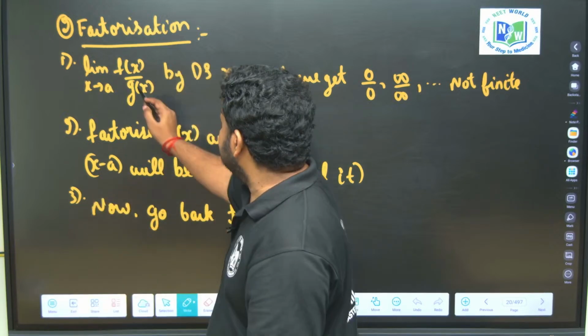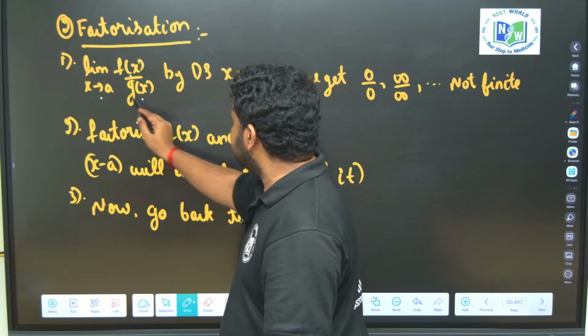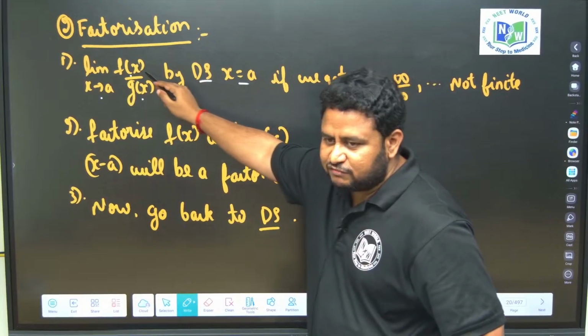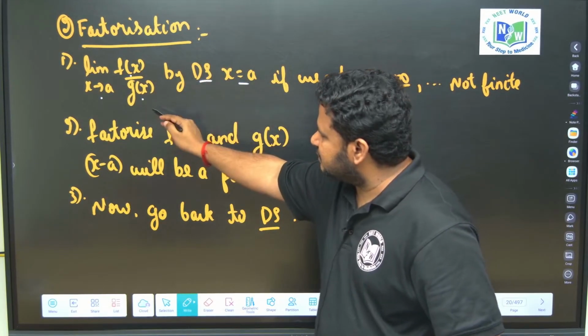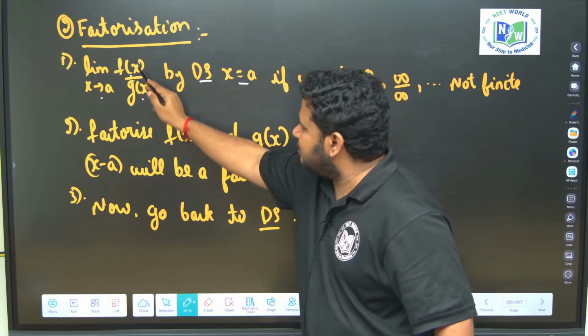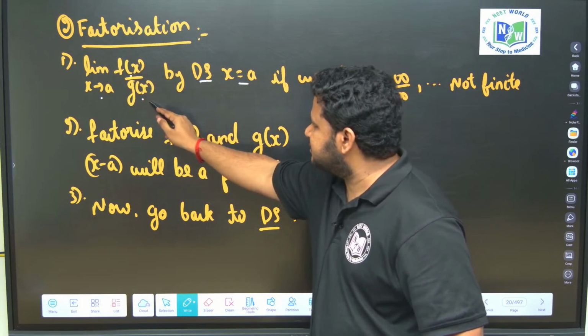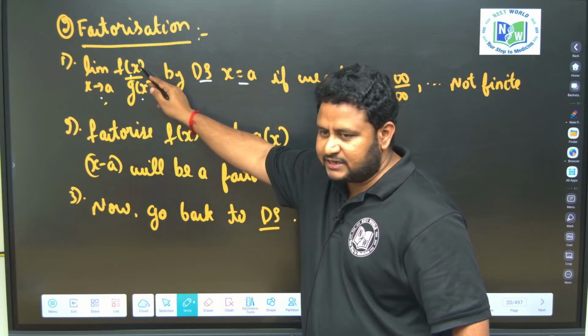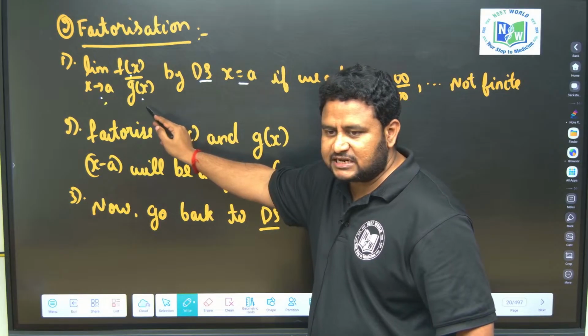See here, limit of f of x by g of x as x tends to a. By direct substitution, x is equal to a. The function f of x is one function and g of x is another function. How are they related? By division, that is, f of x divided by g of x. So by direct substitution, wherever x is there in the numerator I should put a, and for the denominator, wherever x is there I should put a.